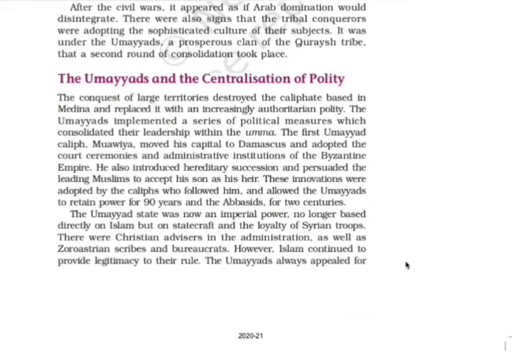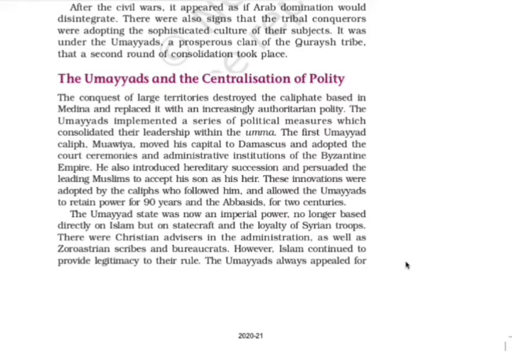After the civil wars, it appeared as if Arab domination would disintegrate. There were also signs that the tribal conquerors were adopting the sophisticated culture of their subjects. It was under the Umayyads, a prosperous clan of the Quraysh tribe, that a second round of consolidation took place. The Umayyads and the centralization of polity.